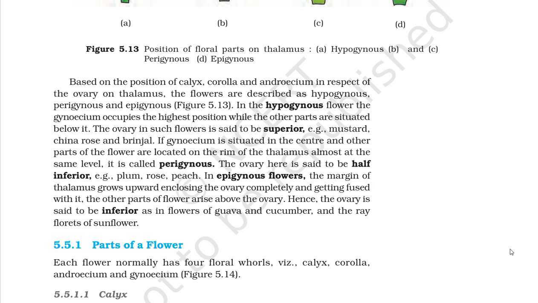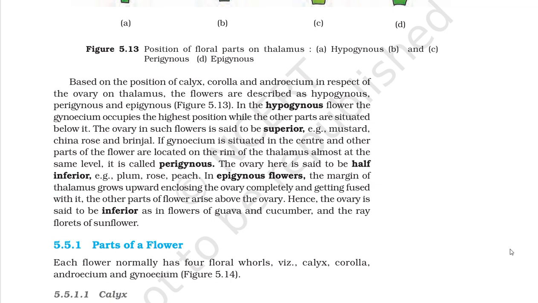In the hypogynous flower, the gynoecium occupies the highest position, while the other parts are situated below it. The ovary in such flowers is said to be superior. Example: mustard, China rose, and brinjal. If gynoecium is situated in the center and other parts of the flower are located on the rim of the thalamus, almost at the same level, it is called perigynous. The ovary here is said to be half inferior.